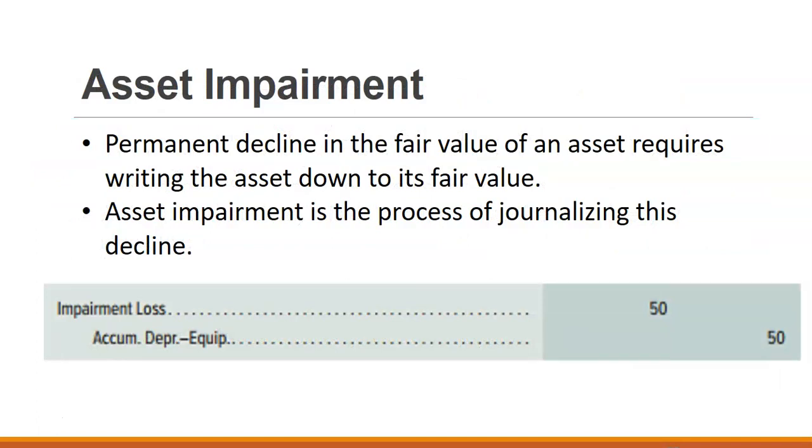If we have impairment, this would be a permanent decline in the fair value of an asset, and we would write the asset down to its fair value. The impairment is just the journalizing of that decline. So we would have an impairment loss against accumulated depreciation, equipment.